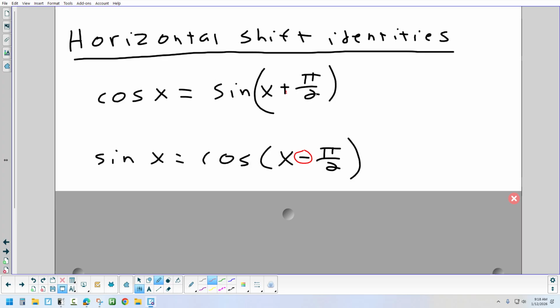What would pi over 2 be in degrees? Yep, 90 degrees. So what we say is that sine and cosine are 90 degrees out of phase from each other. They're 90 degrees out of phase.